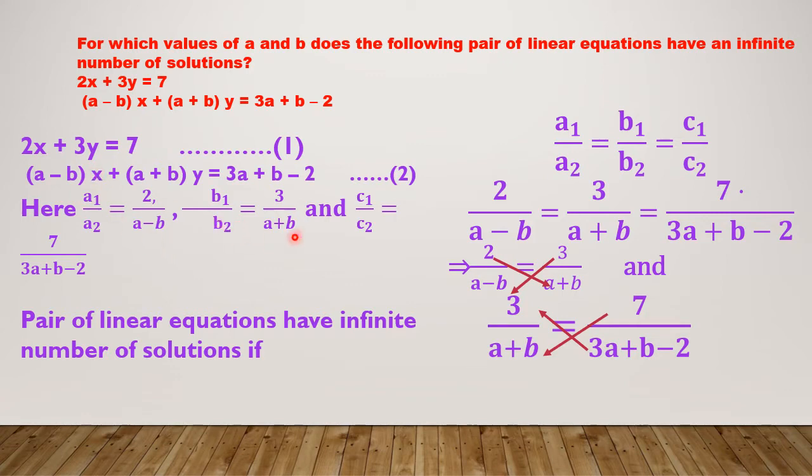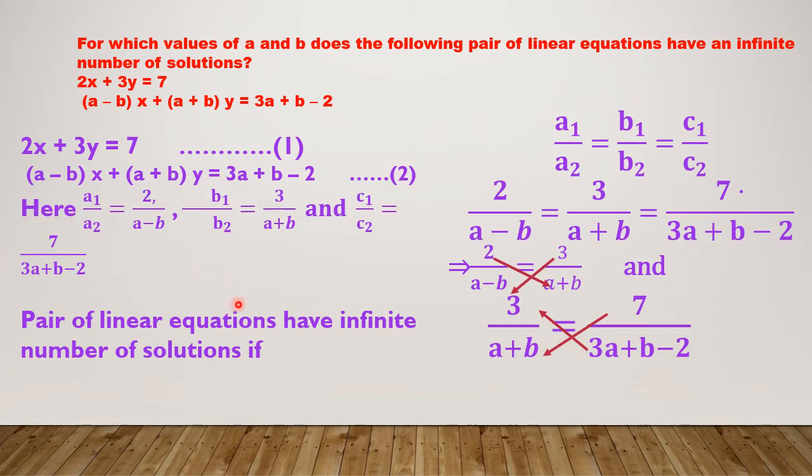Later, in the second step, we are going to find the ratio b1 by b2. What is b1 by b2? It is the ratio of the coefficients of y. So in the first equation, the coefficient of y is 3 and in the second equation, the coefficient of y is a plus b. And the final ratio c1 by c2 is always the ratio of constant terms. Here in the first equation, the constant term is 7 and in the second equation, the constant term is 3a plus b minus 2. And here is its ratio.